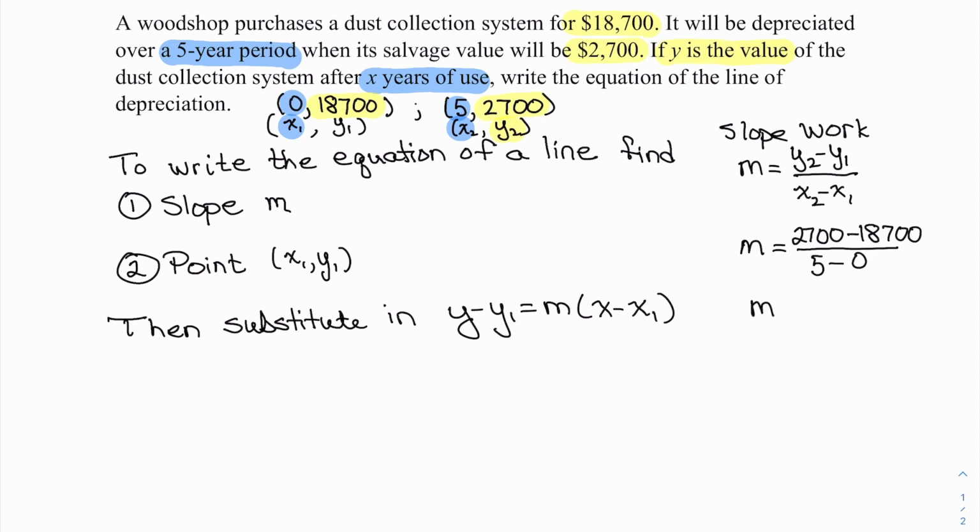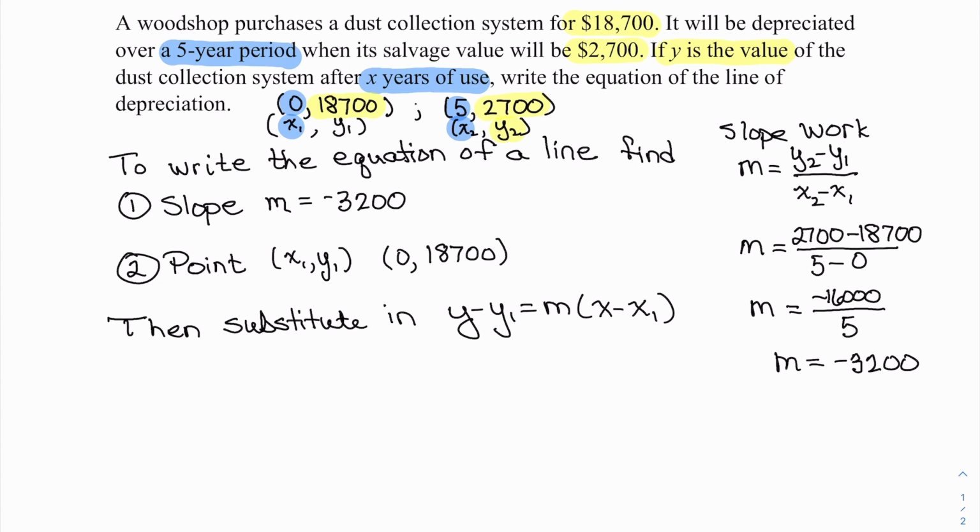So working this out, m is equal to, well, 2,700 minus 18,700 is negative 16,000, divided by 5 minus 0, which is 5. So that gives me m is equal to negative 3,200. So that's our slope. And now our point, we could really use either point, but we'll go ahead with the one that we already called x sub 1, y sub 1. So our point is 0, 18,700.